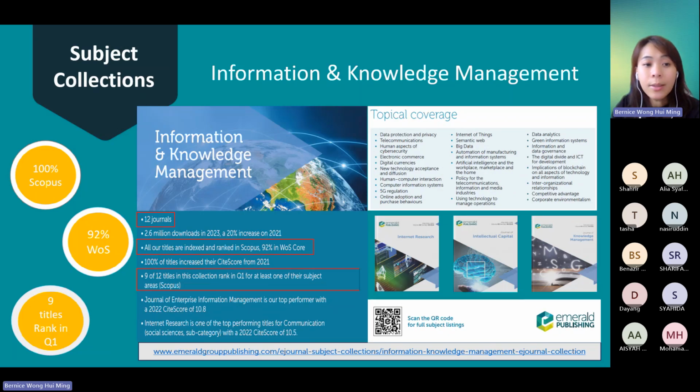Information and knowledge management. There are 12 journals, 100% are in Scopus, 92% in WOS, 9 titles ranked in Q1. So if your publication is related to computer science, you can consider this IKM collection. For example, big data, data analytics, green information systems, digital currency, human aspects of cyber security, 5G regulation, online adoption and purchase behavior, and artificial intelligence AI in the workplace, marketplace and the home. So you can consider publishing in this collection.